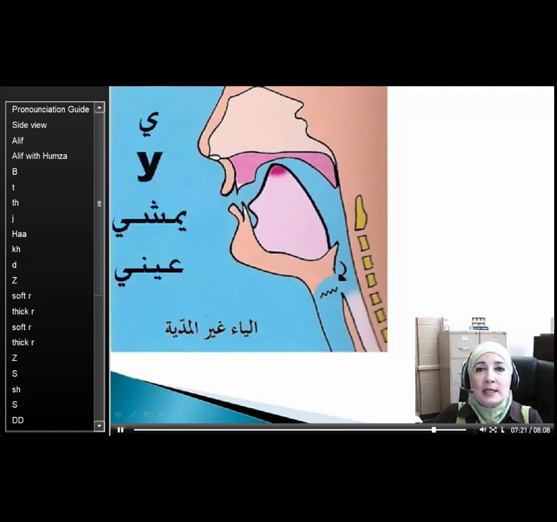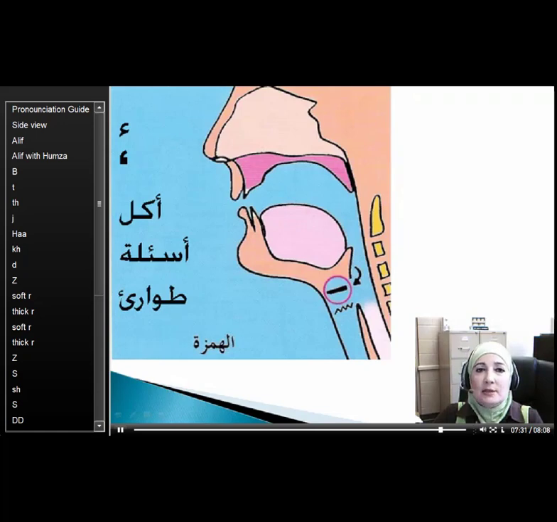The letter by itself is the last letter in the Arabic alphabet. Ya, yellow. The hamza rather is not really a letter, it's more an accent. It comes on by itself sometimes and comes over an alif, over a waw and over a ya.